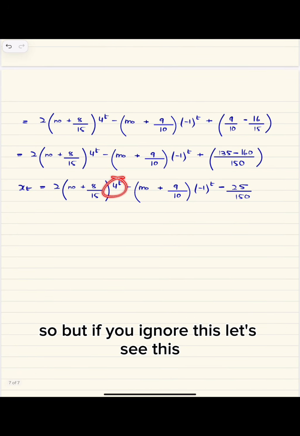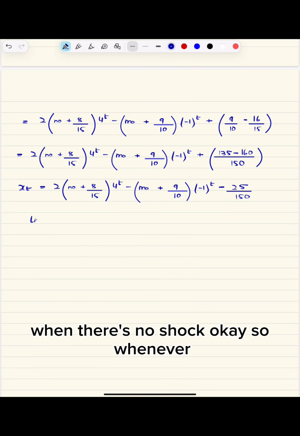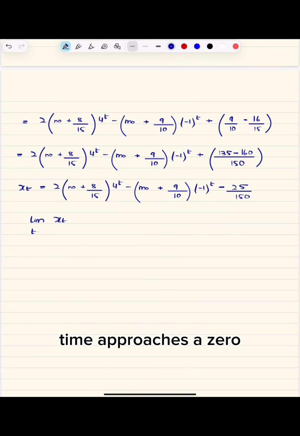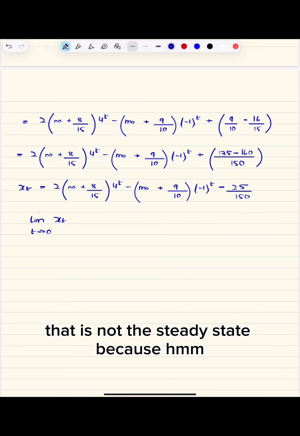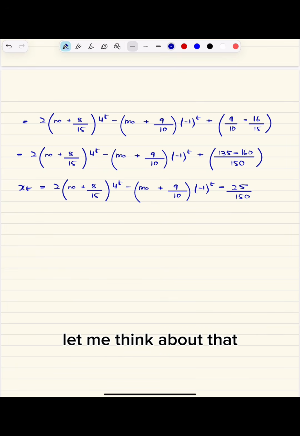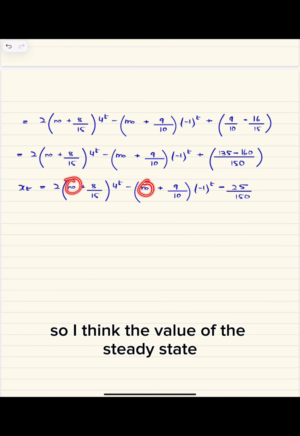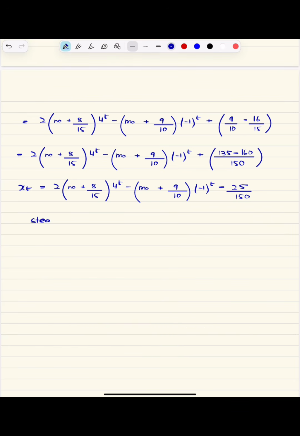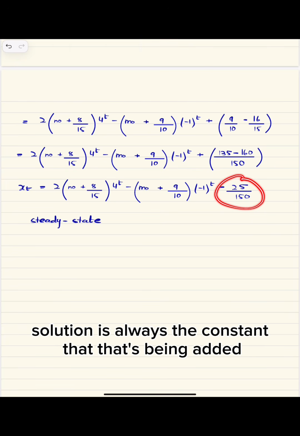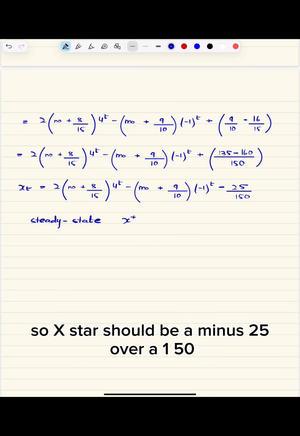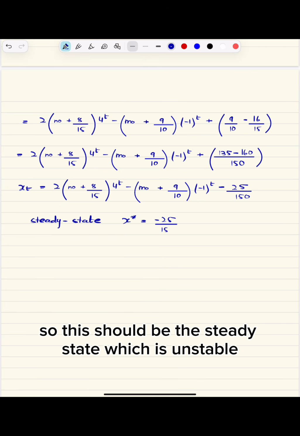But if you ignore this, let's see this when there's no shock. Okay, so whenever time approaches 0, or actually even that's not the steady state, because let me think about that, because we don't have the values over here. So I think the value of the steady state is just the particular solution, right? And the particular solution is always the constant that's being added. So x star should be minus 25 over 150. So this should be the steady state, which is unstable, the value of x.